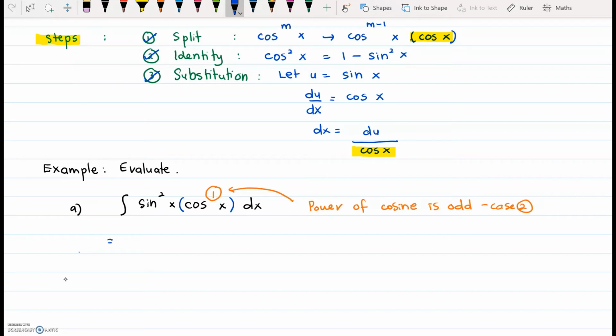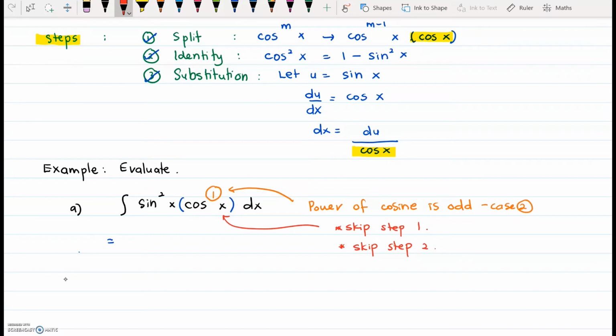So I just put here, we can skip step 1. Next, for step 2, we will use the identity of cos square. Is there any cos square here? No, you don't have any cos square in your function. That means you have to skip step 2, since you don't have any cos square. And the third step is you need to use the substitution.